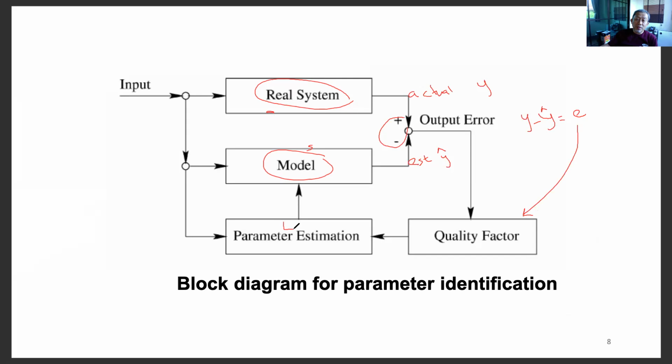The least squares is over here, and least squares will use the input and output data based on the quality factor, and then estimate the coefficients, and then update the estimated model that we're going to use. So we call it a block diagram of the parameter estimation identification.